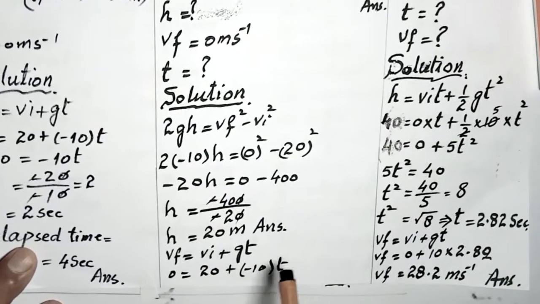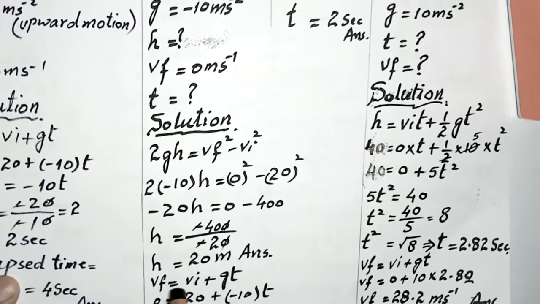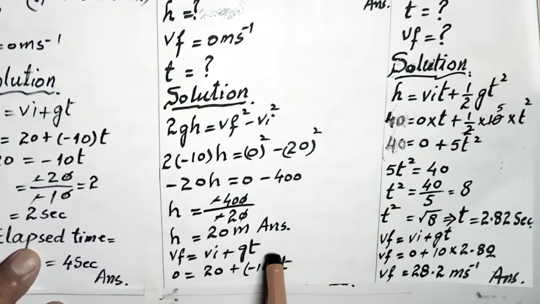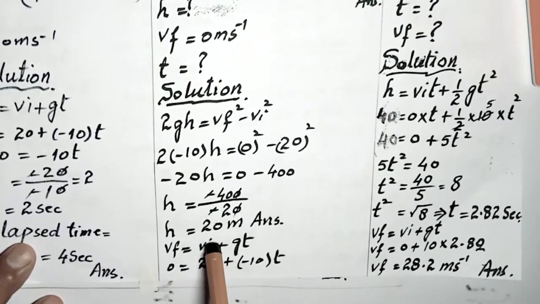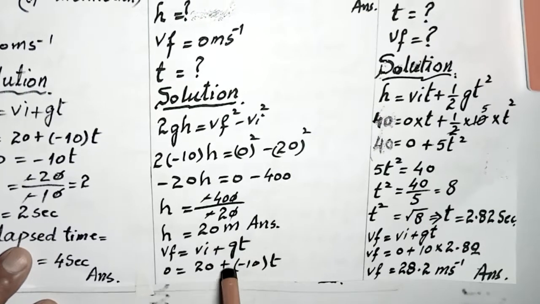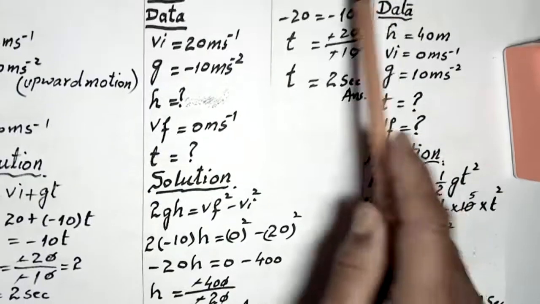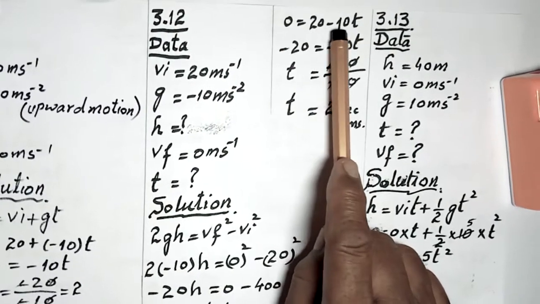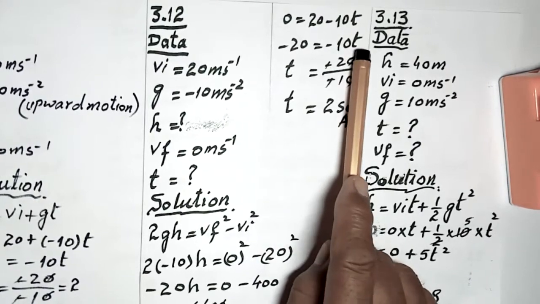Now you will calculate the time by applying first equation of motion. Vf is equal to Vi plus Gt. Instead of Vf you will write 0. Instead of Vi you will write 20 plus G minus 10 and you have to calculate the time. Now 0 is equal to 20 minus 10t. Minus 20 is equal to minus 10t.